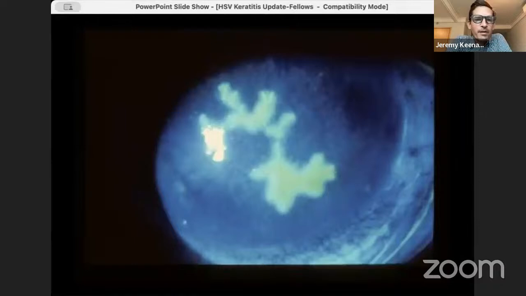The classic thing people talk about is that the fluorescein will stain the bed of the dendrite, and then lissamine green or rose bengal will stain the edges of the epithelium. The reason for that is there's a loss of epithelium with the dendrite, so the basement membrane is exposed, and that's what the fluorescein is staining. Whereas the border cells of the dendrite are sick, and so they'll pick up stain from the rose bengal and the lissamine green. But the herpes dendrite is a very characteristic looking thing, and you almost don't need any further testing. If you see the characteristic herpes dendrite, you know that it's herpes.